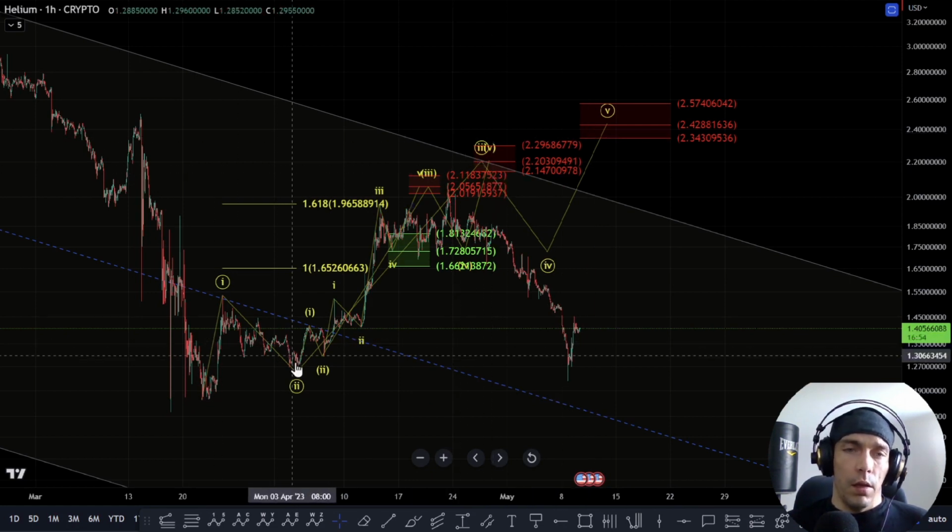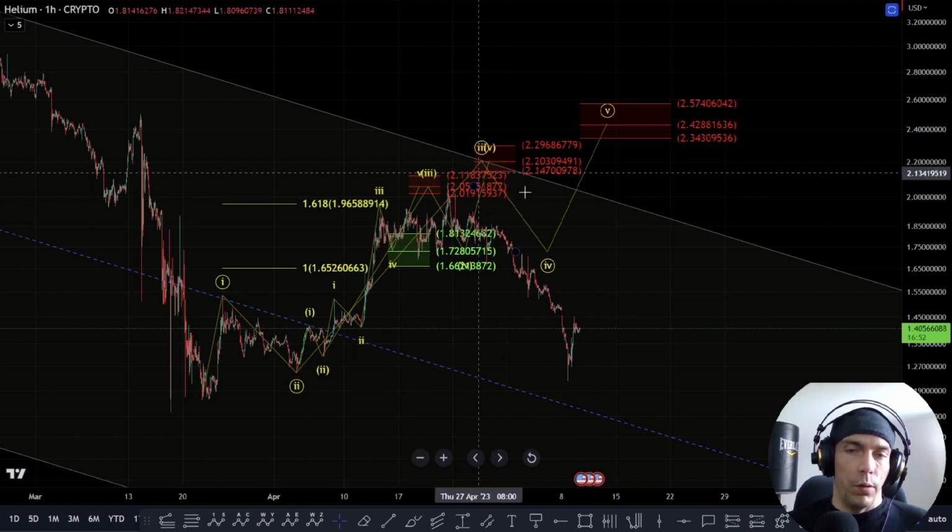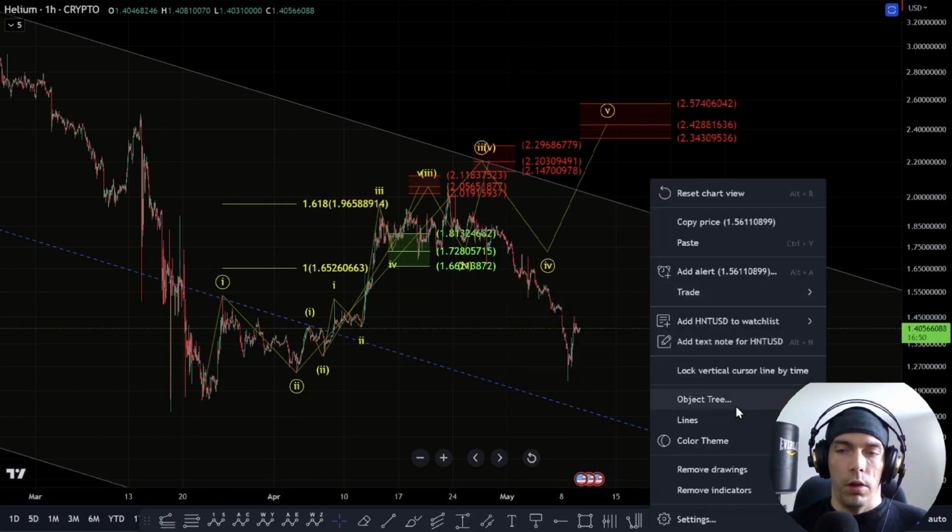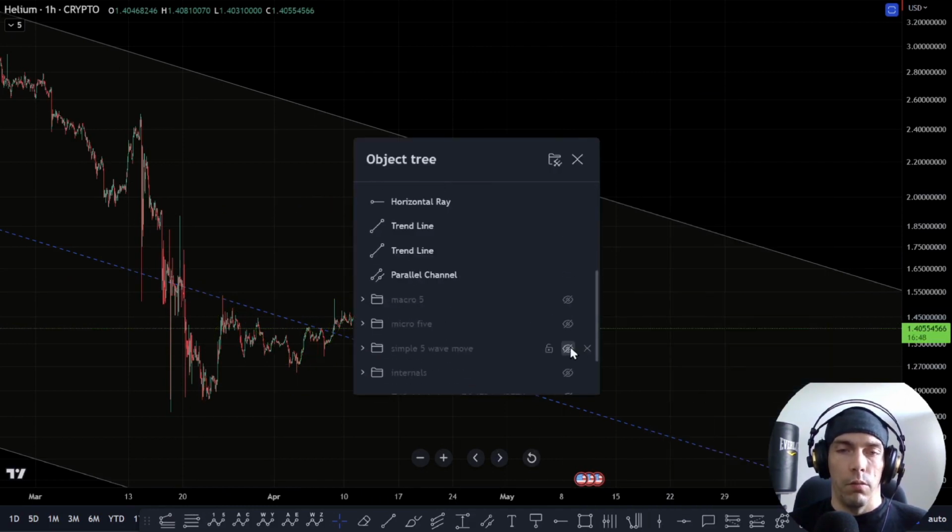So this extension has failed. We come down too deep now. We can't look at it in this manner anymore. So I'm actually just going to get rid of that count.